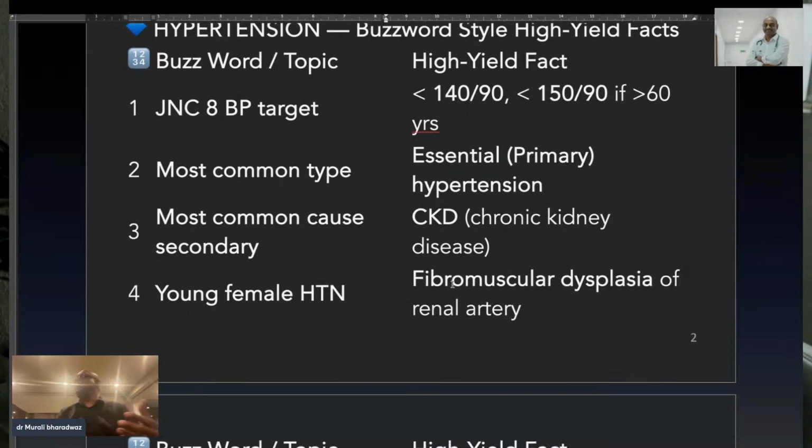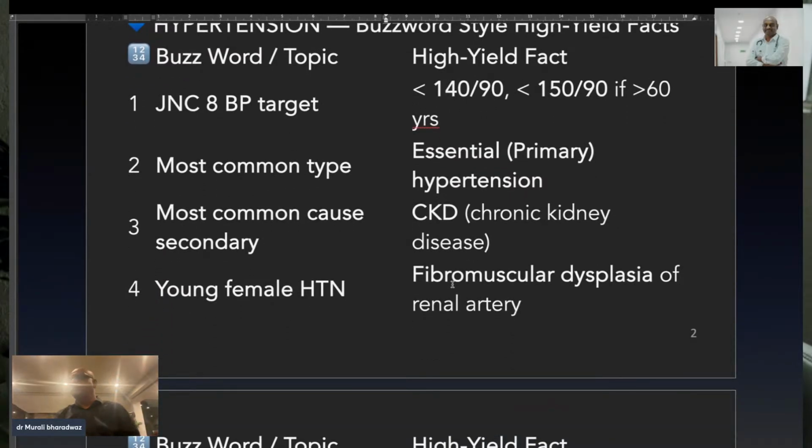The most common type is primary hypertension, which typically happens after you cross the age of 40. There is no reason. When do you suspect secondary hypertension? When the age of the patient is less than 40 or more than 60. If it is less than 40, conditions like pheochromocytoma, renal artery stenosis, etc. Above 60, the underlying cause is atherosclerosis, which leads to narrowing of the renal artery, leading to secondary hypertension.